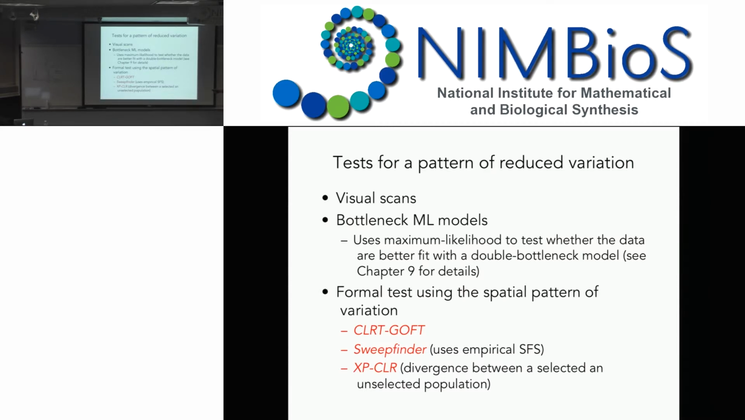Those are bottleneck tests. Then we have formal tests you may have seen before, like the composite likelihood ratio goodness of fit test, SweepFinder, or the cross-population composite likelihood ratio test. These are basically tests that take a specific pattern of variation and ask, is the curve of that pattern of variation what you expect if you shift a site frequency spectrum from selection? These are actually rather formal tests based upon maximum likelihood.